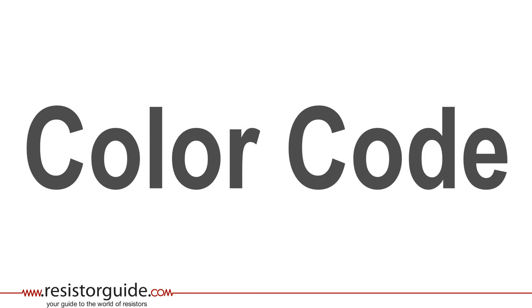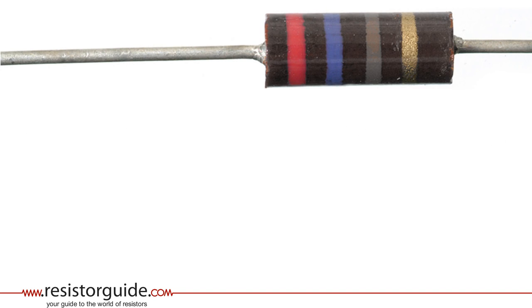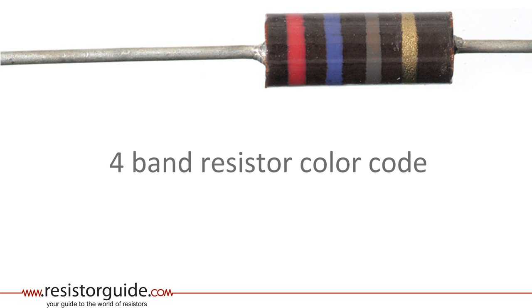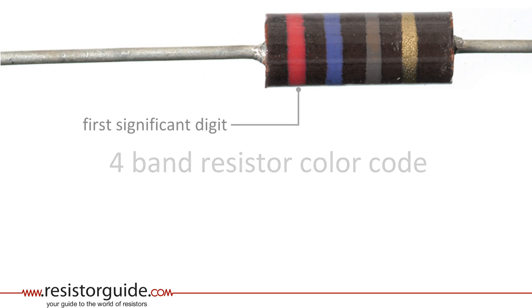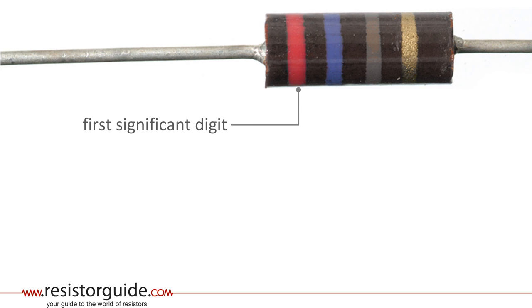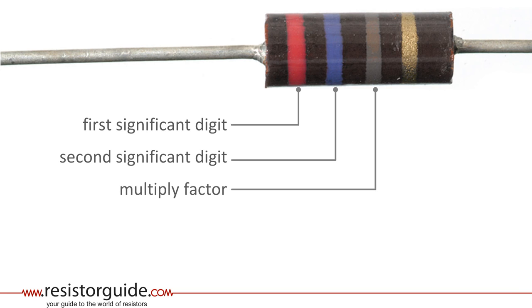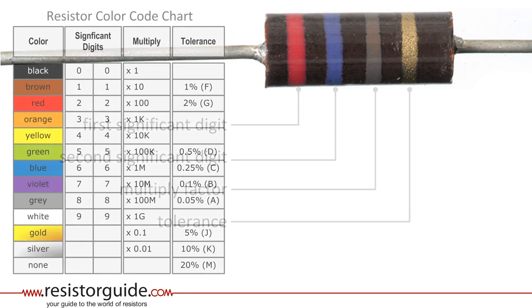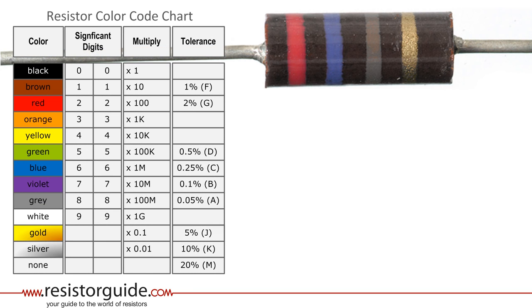Most axial leaded resistors have a marking with colored bands to indicate the resistance value and tolerance. This resistor is a carbon composition resistor with 4 color bands. The first band gives the first digit of the resistance value. The second band gives the second digit. The third band indicates a multiplication factor, and the fourth band gives away the tolerance of the resistor. You can try to memorize the meaning of each band and color, but you can also use the resistor color code chart to decipher the code. At resistorguide.com you can even find an automatic calculator to decipher the code for you.